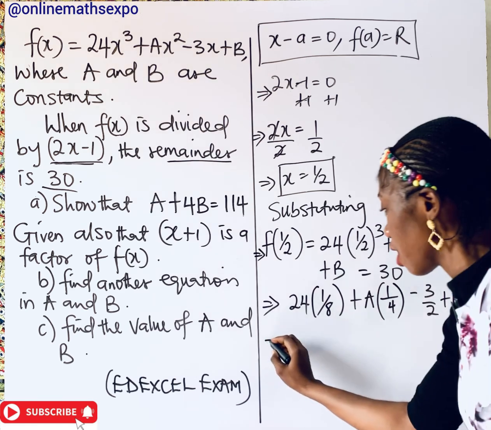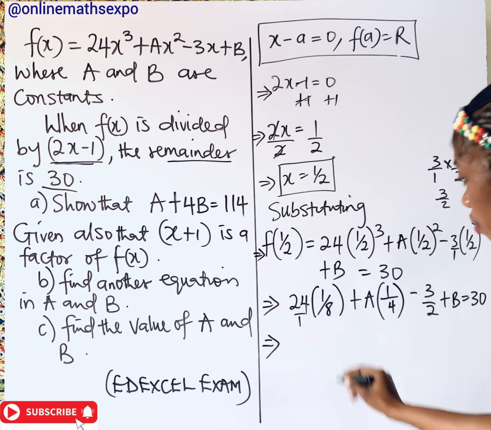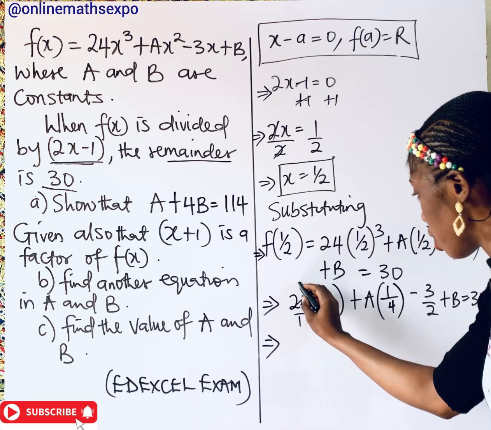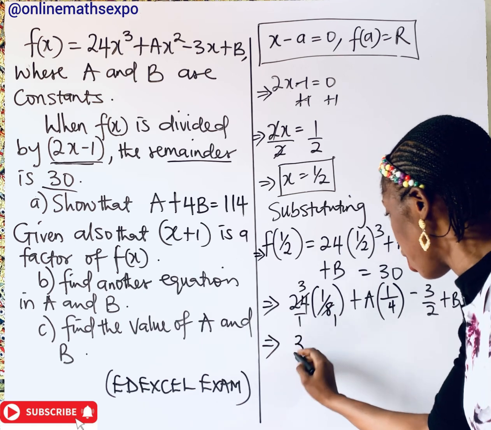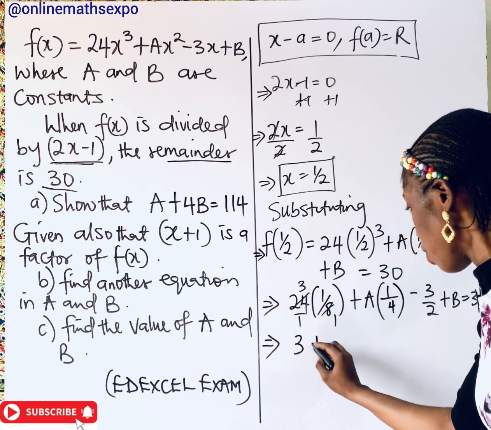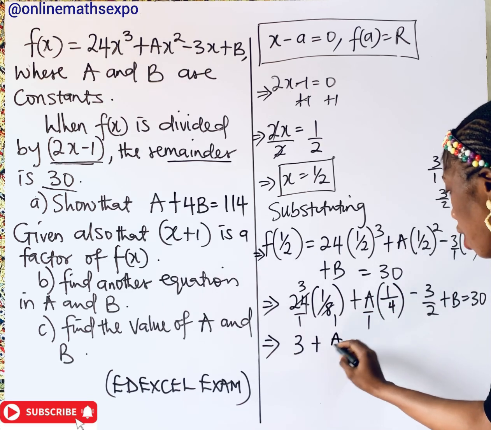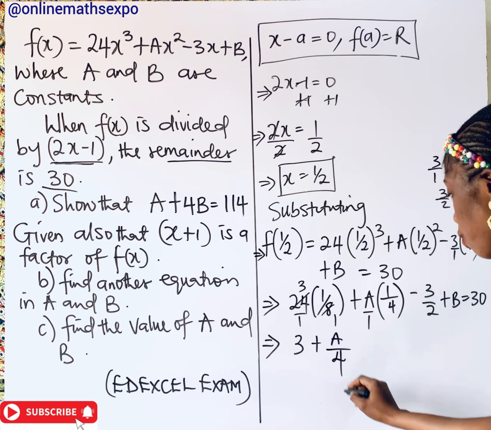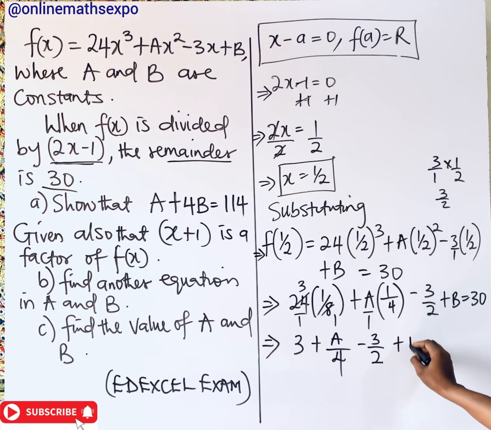So what do you do again? We're going to still simplify. Make this to be over 1. This will cancel 1, cancel this 3, 3 multiplies this will give us 3. So we have 3 over 1 is 3. Okay, this is a over 1. Multiply a by 1, we have a. 1 by 4 will give us 4. Then we have negative 3 over 2 plus b is equal to 30.